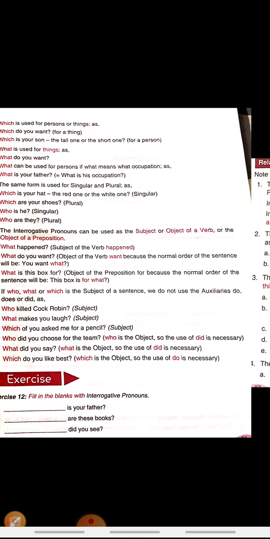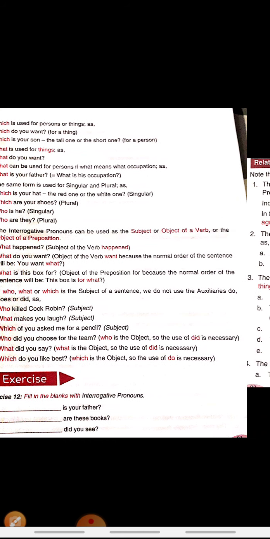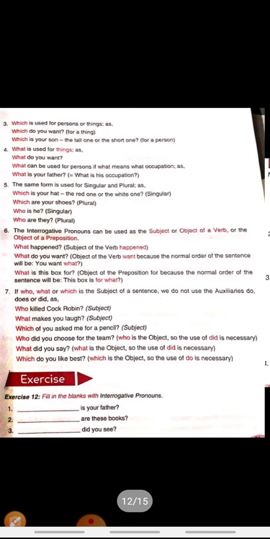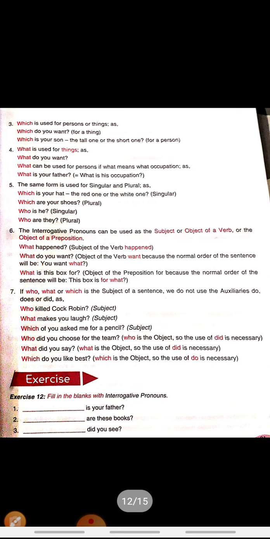Who did you choose for the team? Now here, who is the object, so the use of did is necessary. Here, who is the object. What did you say? Here, what is the object? You say what. Now, what is the object of the verb say? So here, use of auxiliary verb is required.